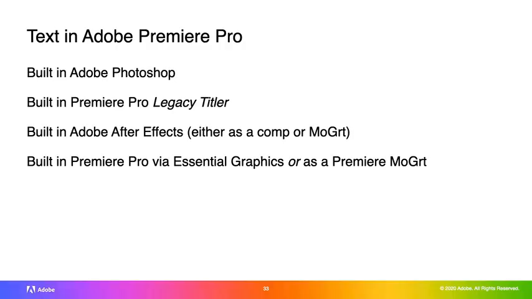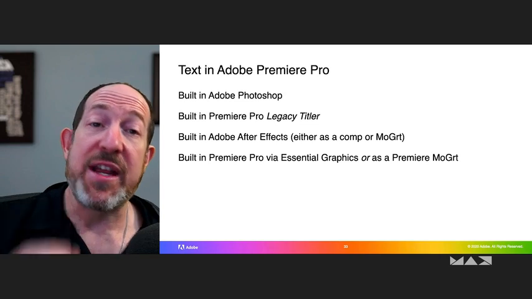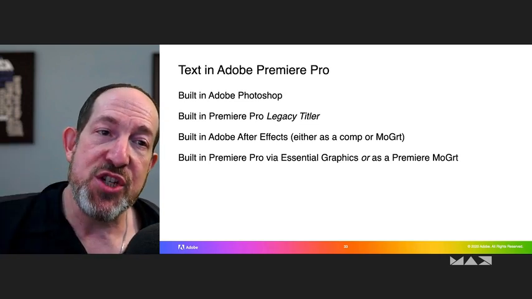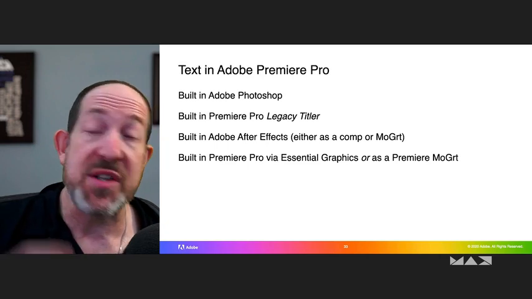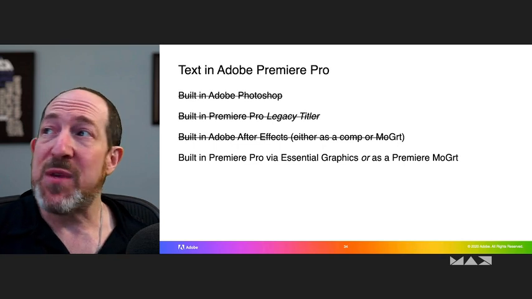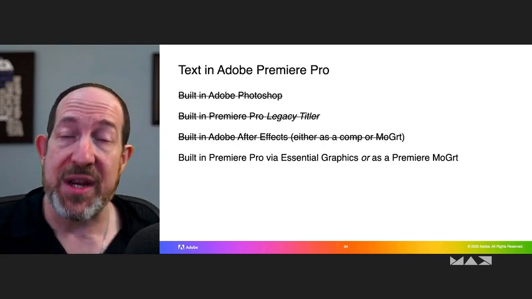There are a lot of ways to create gorgeous looking text for the Adobe tools. I can build it in Photoshop. I could build it in the legacy titler. And if you've been using Premiere for years, stop using the legacy titler. Use the Essential Graphics panel. I can do it in After Effects, but what we want to use is the EGP, the Essential Graphics, or a Premiere-based Mogrt. And the reason we do is that we get a level of what's called parenting or grouping.